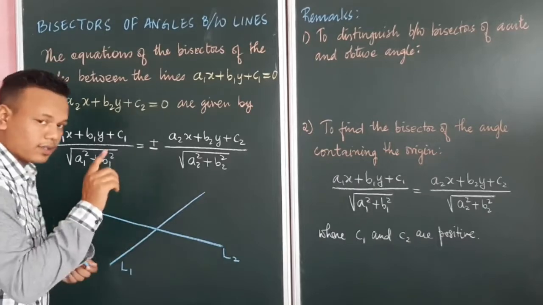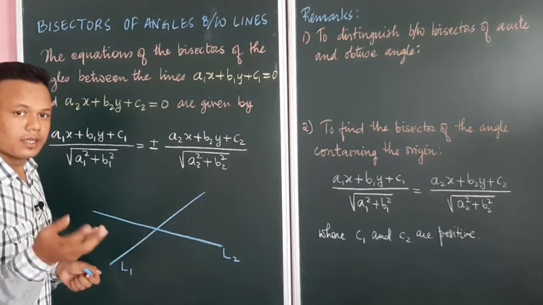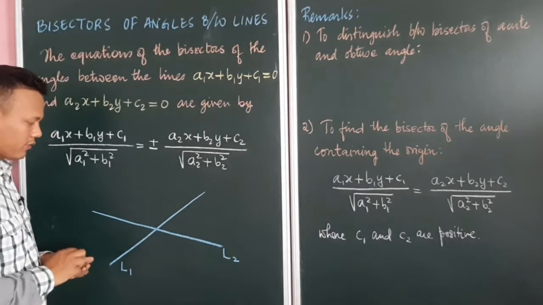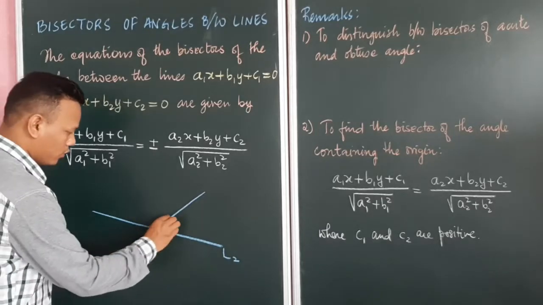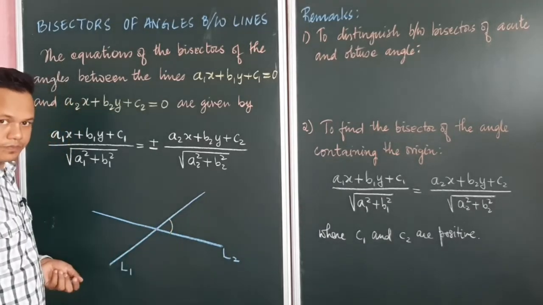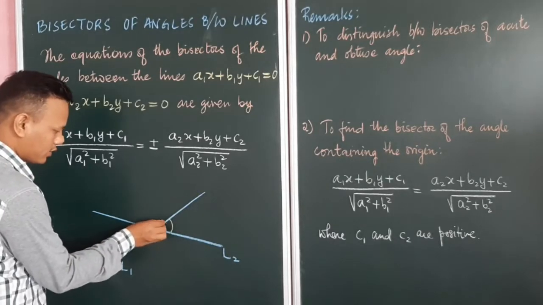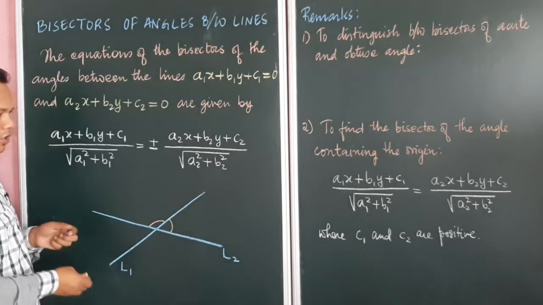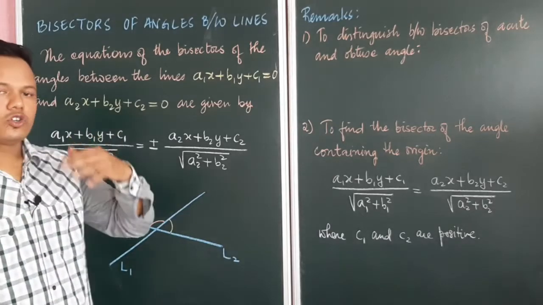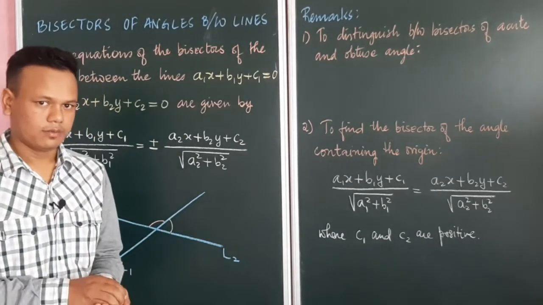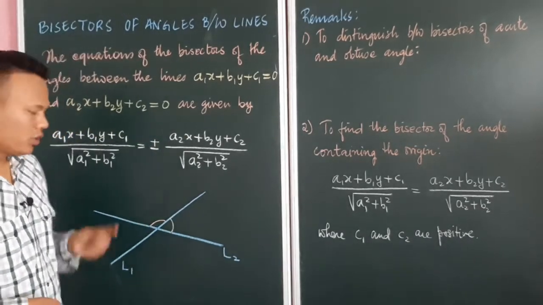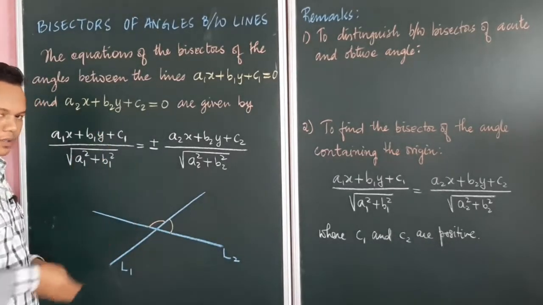Whenever they get intersected, what happens? Angles will be formed, right? For example, you see that this is one of the angles. Yes, and there will be one more angle, and that angle is this angle, isn't it? Now I'm going to introduce one more line, and that line will be bisecting this angle formed.